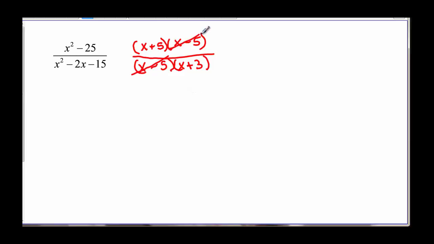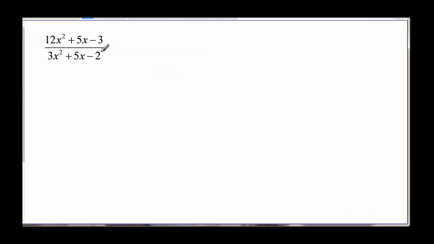And that'll give us -2. So the x minus 5s are both ones on the top, ones on the bottom. And we're left with x plus 5 on the top and x plus 3 on the bottom. And finally, we have something a little bit bigger. So what can we do here? Well, let's try our factoring.